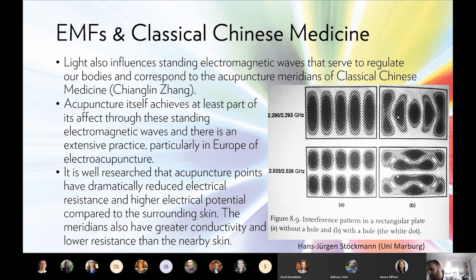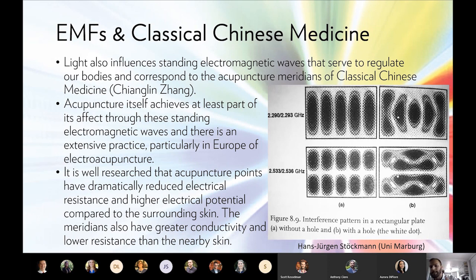This falls in line with the extensive practice of electroacupuncture in Europe, where you can measure the electrical resistance and electric potential of certain areas on the skin. Not everyone has the same acupuncture points. They can vary to some extent, which makes sense if they're standing electromagnetic waves.